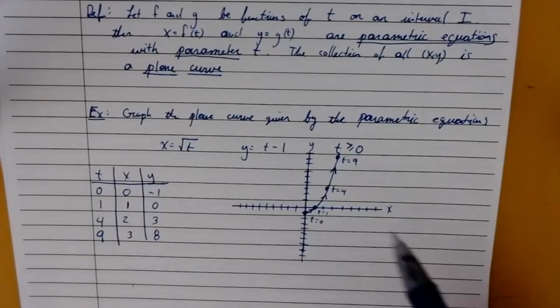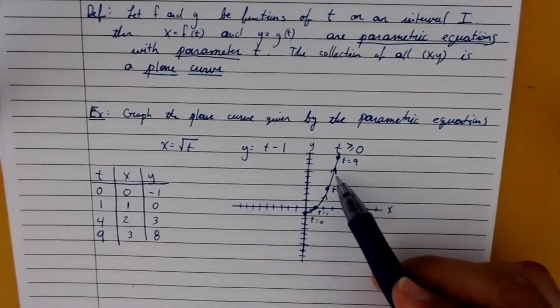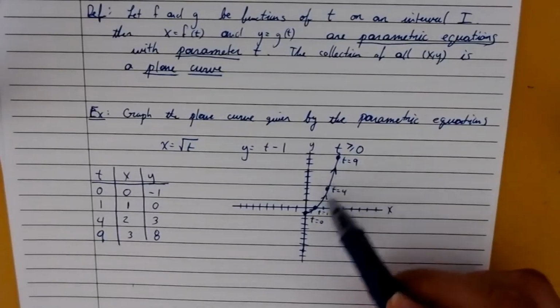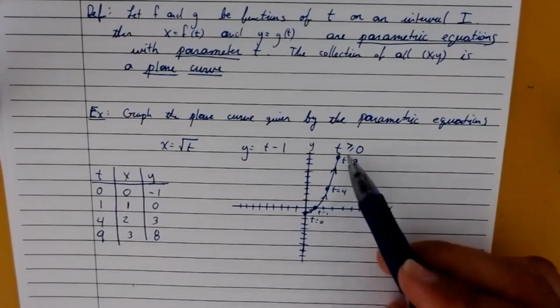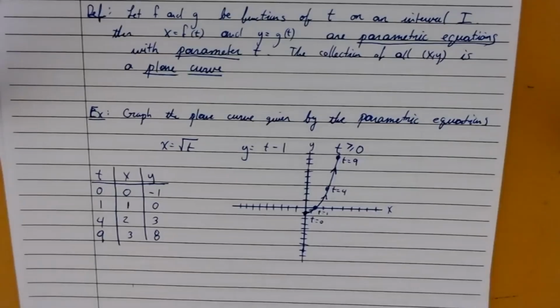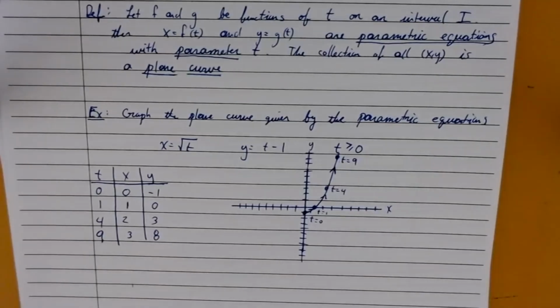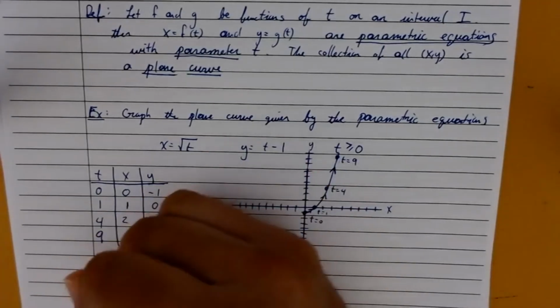And the way we indicate that is with these arrows. These arrows are not just decorative, they are a part of the graph. They show you the orientation, which direction you're traveling in. So go ahead and give this a try.